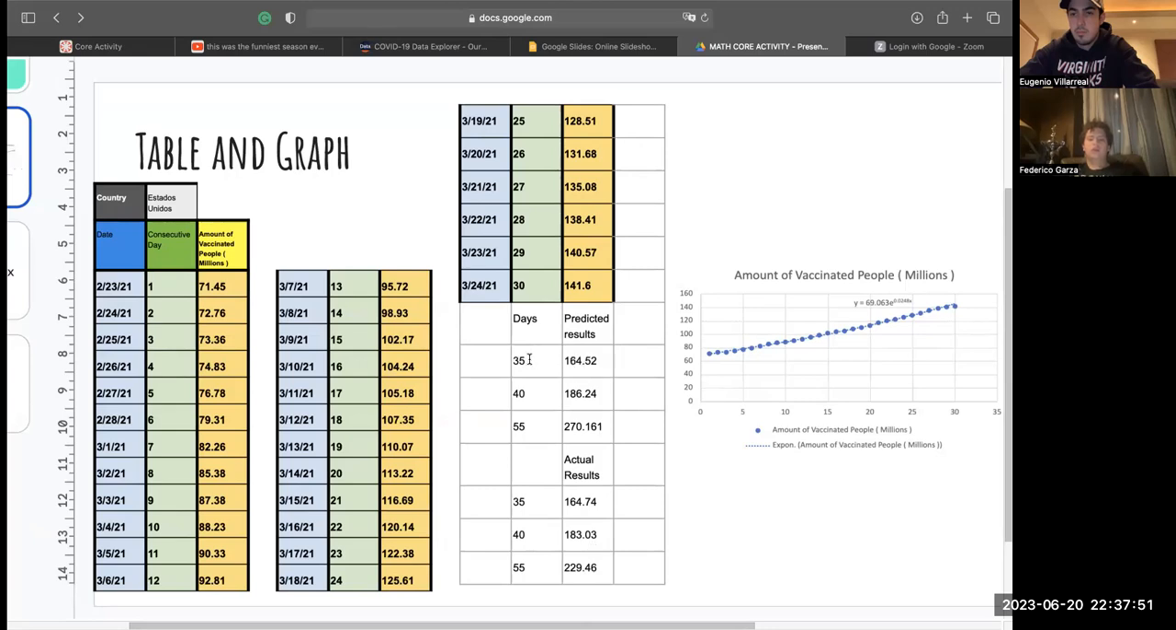As we can see, in 35 days we got basically the same result. In the 40 days, we got a pretty different result. And in 55, it was very different, because it was an algorithm that wasn't a perfect predictor, but it was a good idea of how it was going to come out.